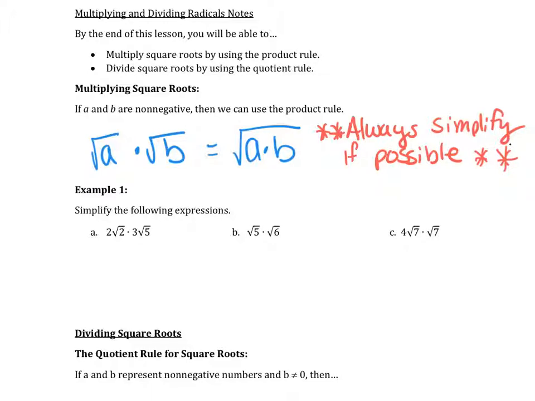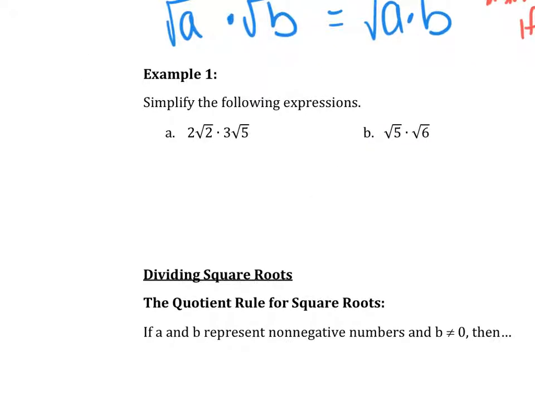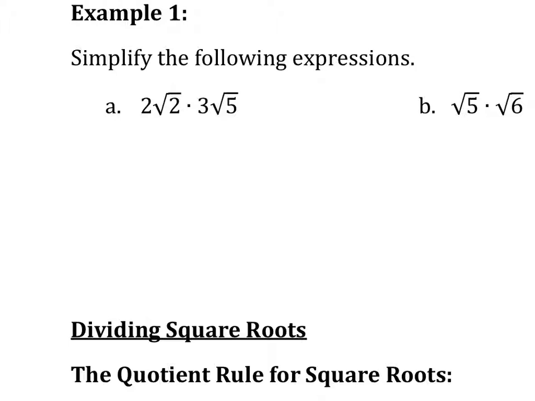All right, so example 1, we're told to simplify, so we're going to use our product rule. When we have numbers outside of square roots and numbers inside of square roots, we multiply them separately. So we have 2 times square root of 2 times 3 times square root of 5. We can take our numbers out in front, the 2 and the 3, and multiply them together. And then we take the numbers inside the square root and use our product rule to multiply them under one square root.